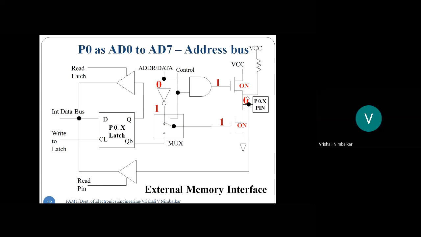Since both the MOSFETs are on, though these MOSFETs act as a resistor, there will be a large voltage drop across the upper MOSFET. So VCC minus the large drop will be 0. As well as through the lower MOSFET, it is getting grounded. So that's again ensuring that logic 0 remains on the pin. So that's how logic 0 gets transmitted.